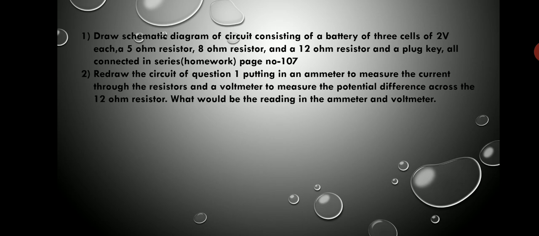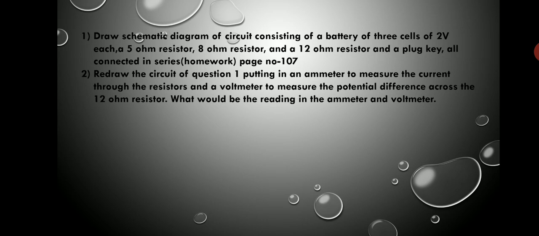Second sub-question: redraw the circuit of question 1, putting in an ammeter to measure the current through the resistors and a voltmeter to measure the potential difference across the 12 ohm resistor. The potential difference is only across the 12 ohm resistor, but the current through the resistors, you have to find.